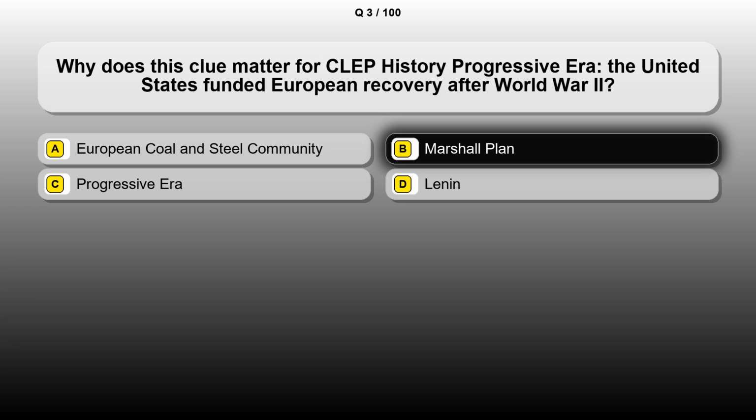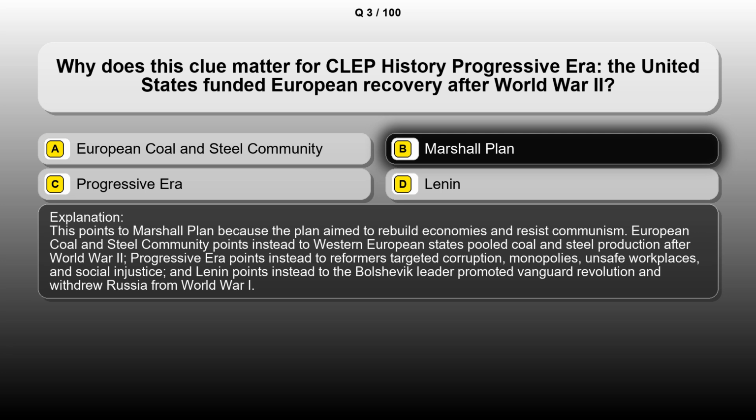The correct answer is option B, Marshall Plan. This points to Marshall Plan because the plan aimed to rebuild economies and resist communism. European Coal and Steel Community points instead to Western European states pooled coal and steel production after World War II.